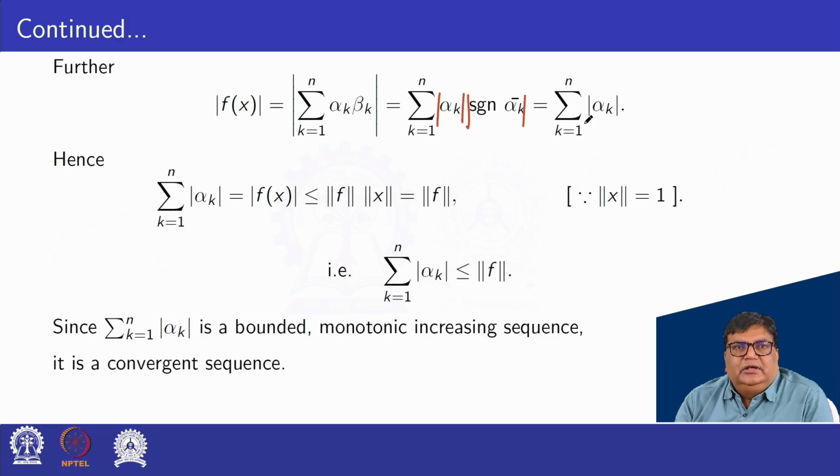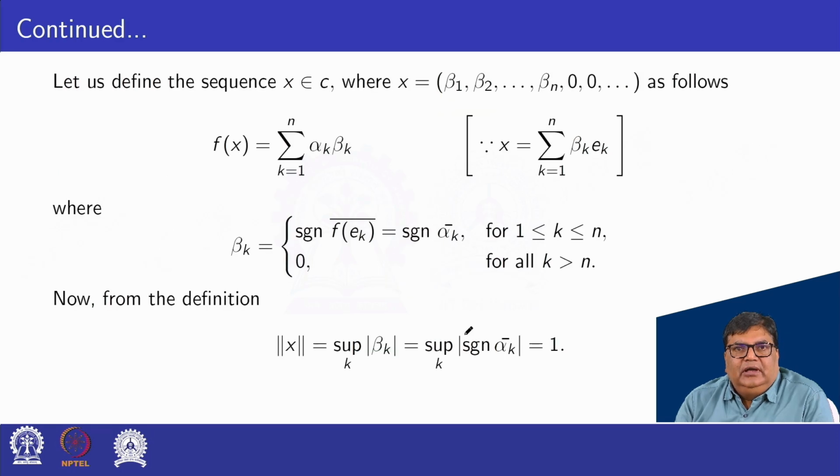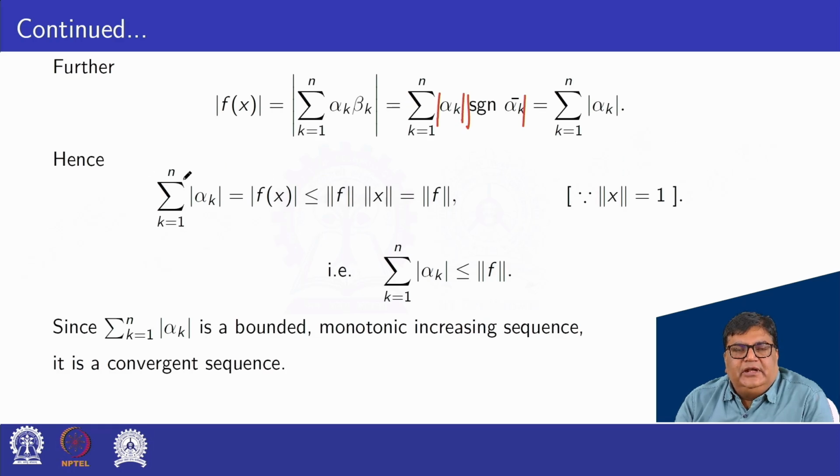So this can be written as summation k is equal to 1 to n mod alpha k equal to mod f(x). This is equal to this. F is a linear functional, so this is less or equal to norm f, norm x, we can write. And here norm x is equal to 1. So we have summation k is equal to 1 to n mod alpha k less or equal to norm f. Since summation k is equal to 1 to n mod alpha k is bounded, monotonic increasing sequence, it is a convergent sequence.